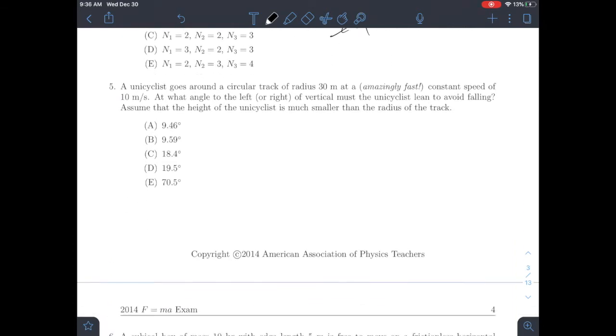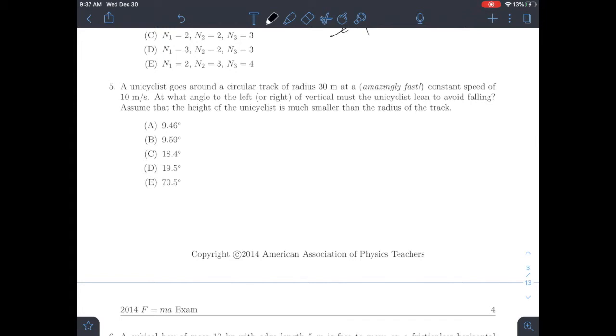A unicyclist goes around a circular track of radius 30 meters at an amazingly fast constant speed of 10 meters per second. At what angle to the left or right of the vertical must the cyclist lean to avoid falling? Assume that the height of the unicyclist is much smaller than the radius of the track.